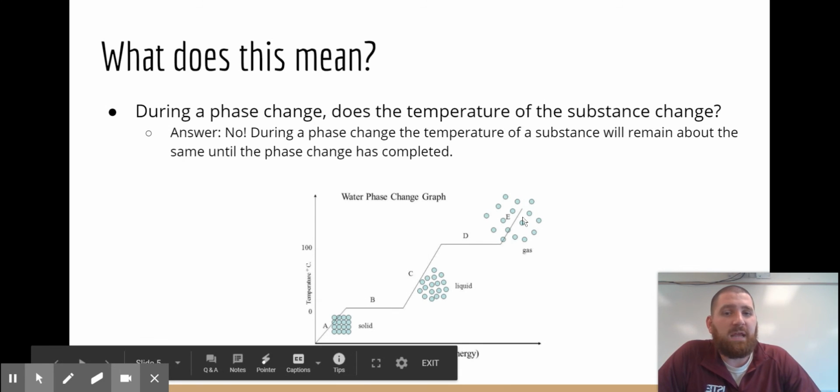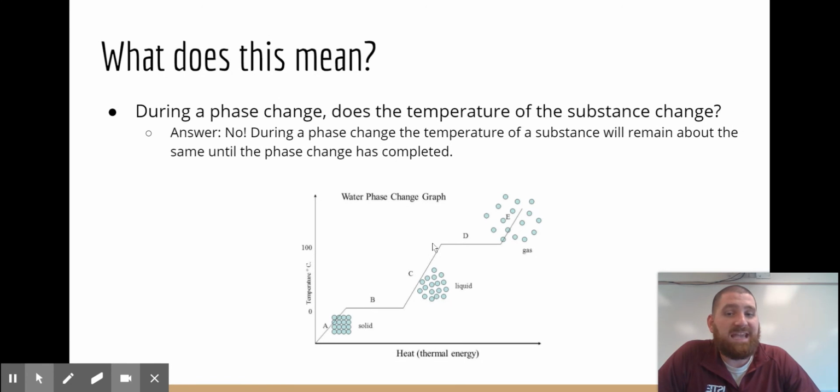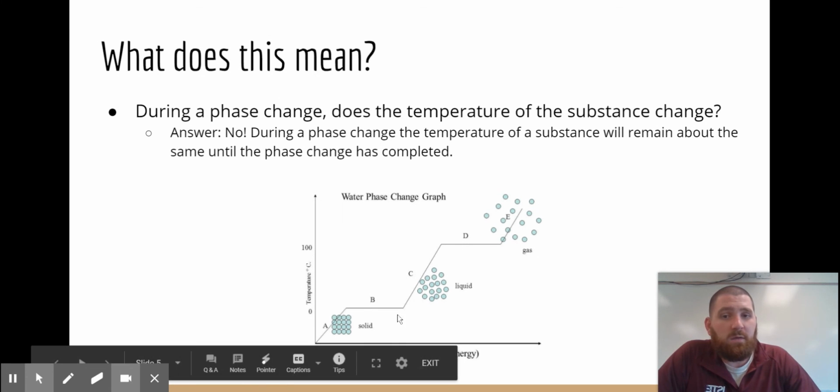Now, this also works in the opposite direction. We can condense from a gas to a liquid going back this way as we take energy away. And then we can freeze as we go from a liquid to a solid. But during those phase changes, the temperature is more or less remaining constant the entire time. It's only when we're in that state of matter that the temperature is going to go ahead and increase.